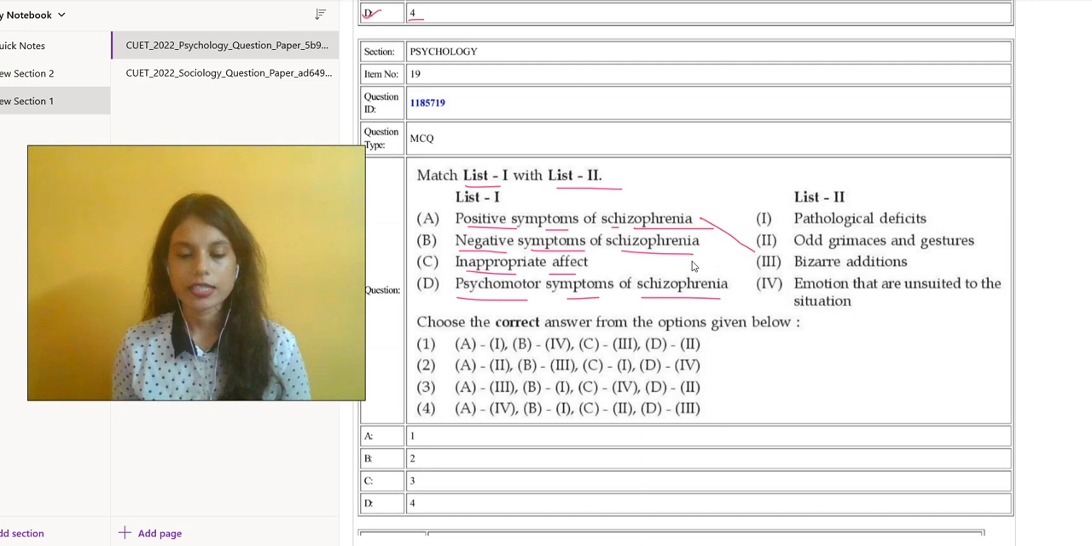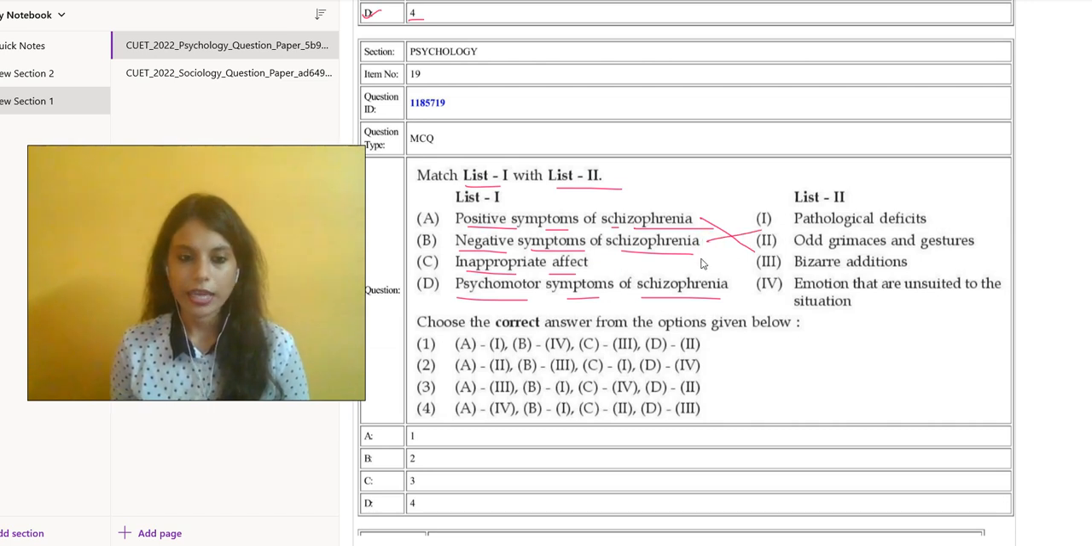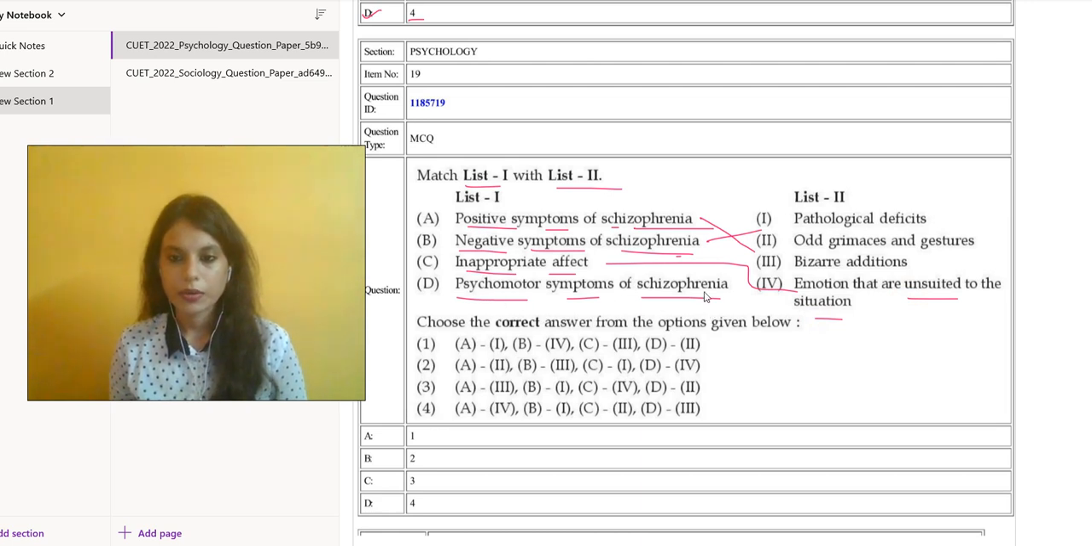The negative symptoms of schizophrenia can be linked with pathological deficits. The inappropriate affect can include emotions that are unsuited to the situations. And D, psychomotor symptoms of schizophrenia, would go with odd grimaces and gestures.